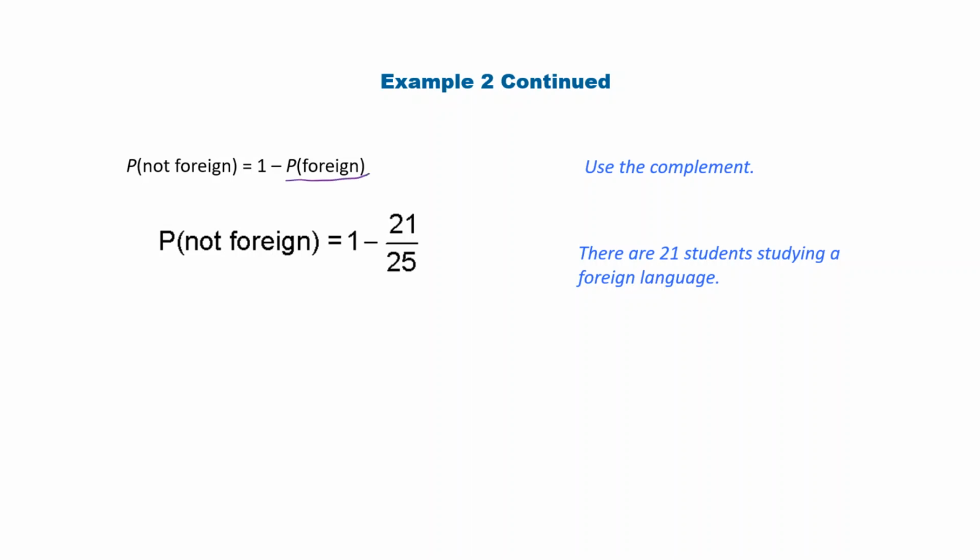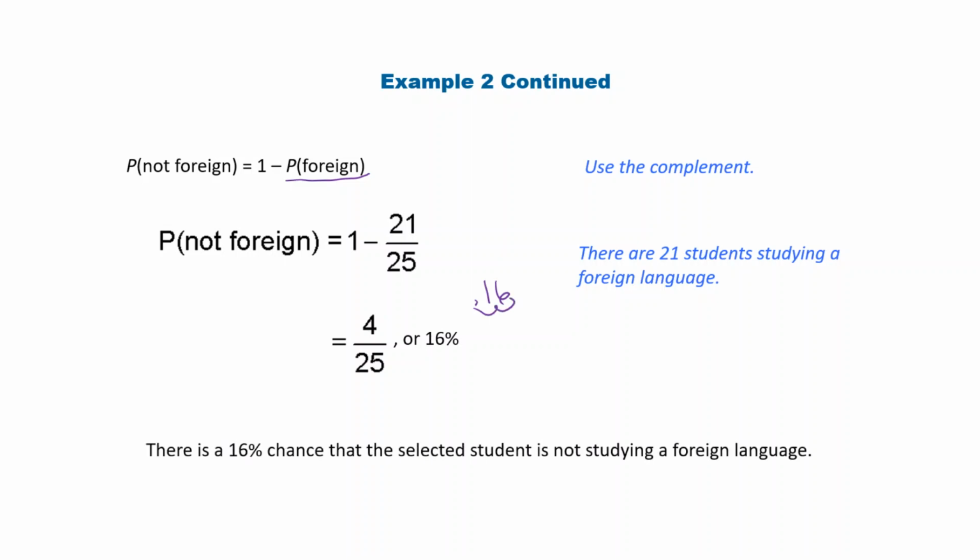And the probability of foreign is 21 over 25. So we're going to say 1 minus 21 over 25. And that is the same as, reduced down to, 4 over 25, and you could just put that in your calculator. You'd get 0.16, and we know that that's the same, move the decimal point over, as 16%. So the probability of not foreign is a 16% chance that the selected student is not studying a foreign language at all.